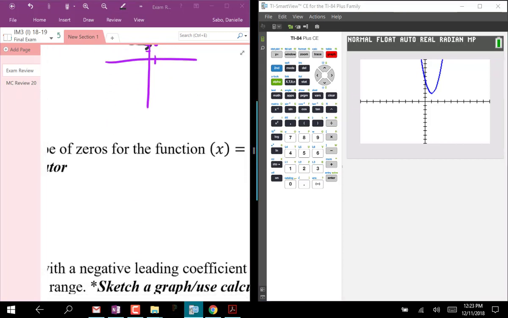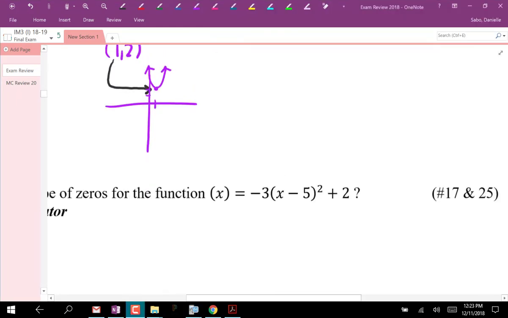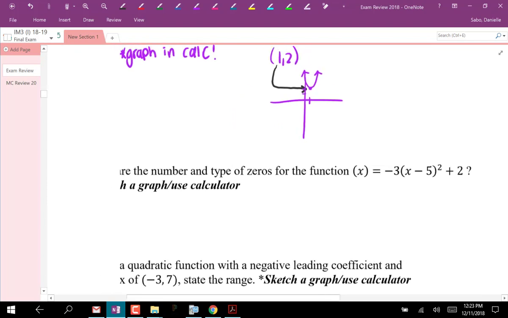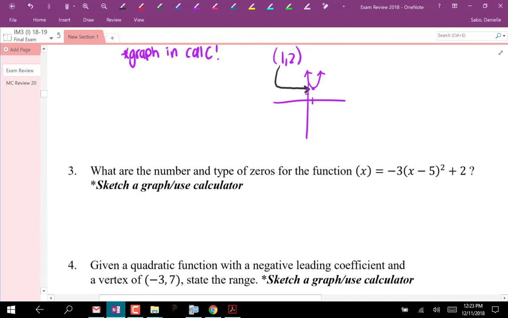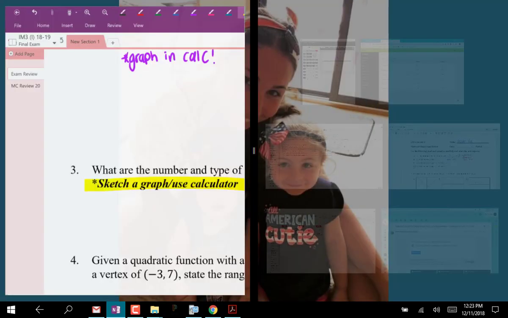Okay, this next one. It says how many and what type of zeros are we going to have? Now, in the past, I had you guys do the discriminant, but why would you do that if you could just use your calculator? Especially on a final and also on a SAT. So now we're going to practice putting this one into the graphing calculator. So sketch a graph by using a calculator. That's my recommendation here.